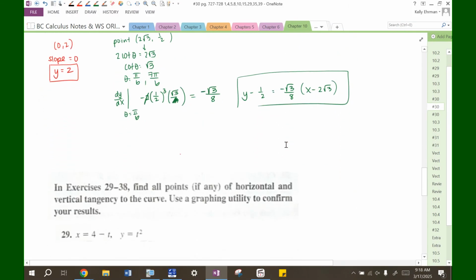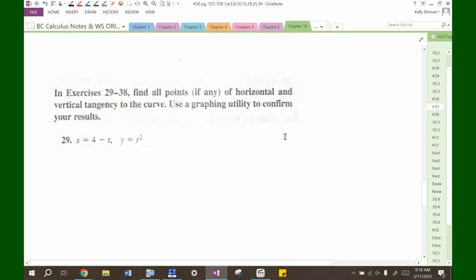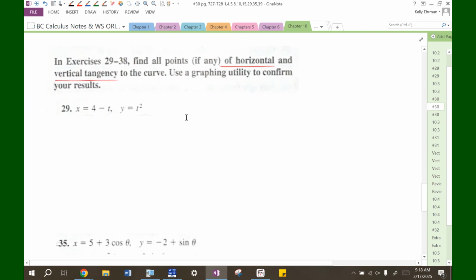Let's take a look at the next one. Let's see. Find all points, if any, of horizontal and vertical tangency to the curve. Use a graphing utility to confirm. I'm not going to do the graphing utility thing. We're not required to do that on the AP test, and I don't want to take extra time on this video as I'm running out of it.